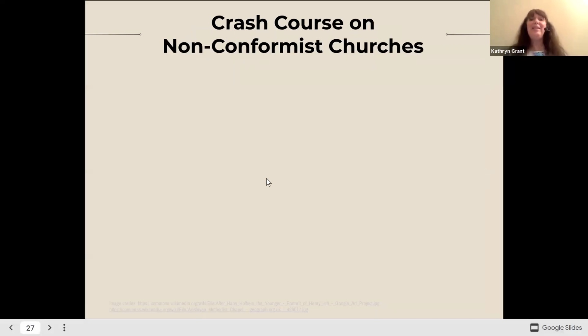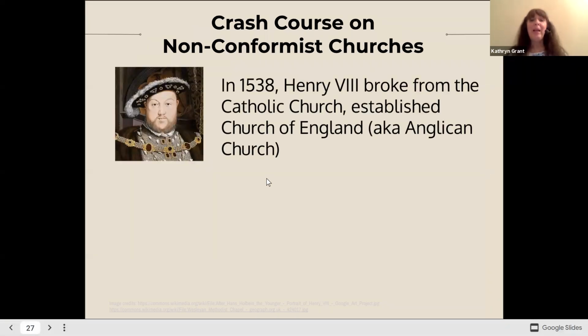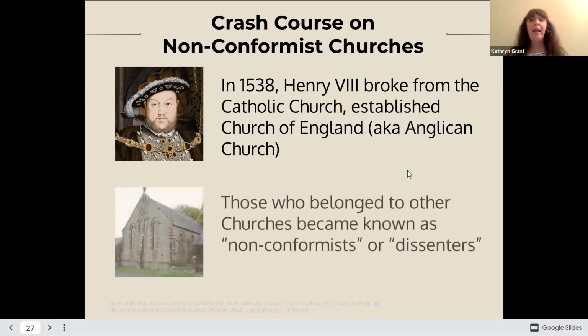Okay, let's do a little crash course on nonconformist churches. So in 1538, when Henry VIII broke from the Catholic Church, he established the Church of England. Also, it's called the Anglican Church, if you hear that term used. And so, as we said, some people didn't really go along with that. So those who belonged to other churches than the Church of England became known as nonconformists or even dissenters.